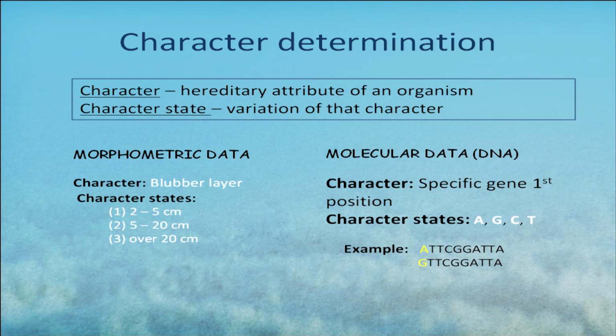In converse, let's take a look at molecular data. For molecular data, we would basically take a look at a specific gene and the DNA sequence therein, and we would say the character is going to be a particular position, such as the first position in a gene. The character states are going to be your options, and of course we have A, C, G, and T. And so in this example, we see the two DNA sequences actually differ at their very first position, so those are two different character states.